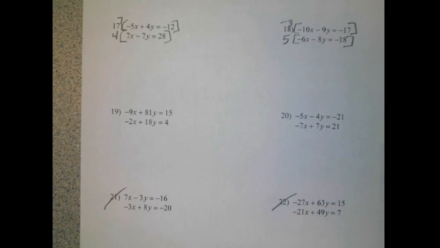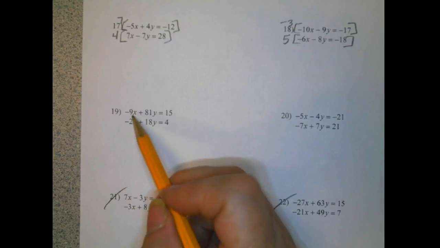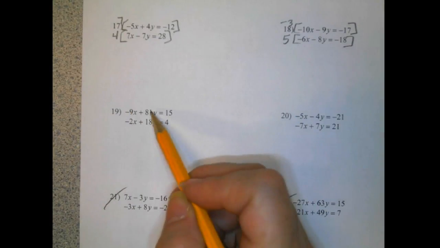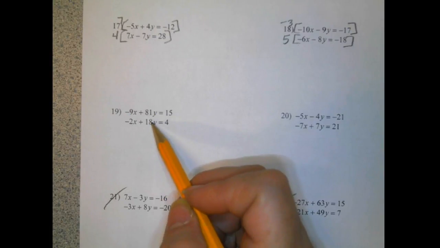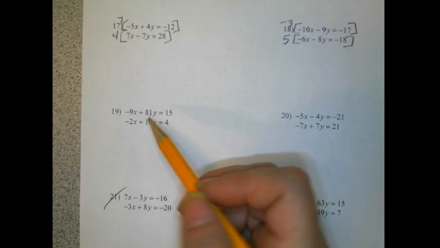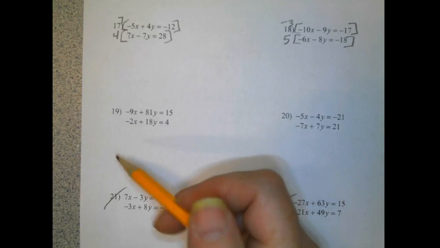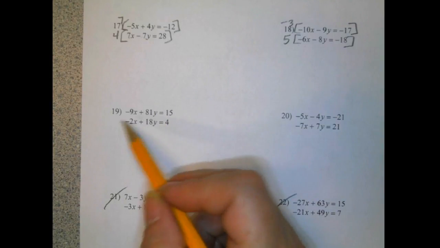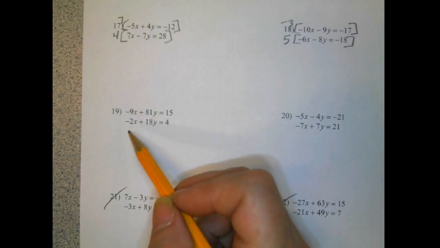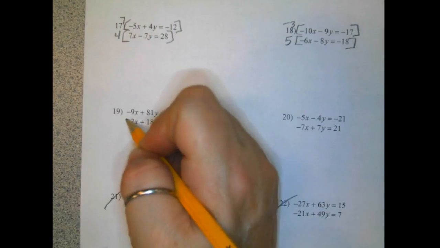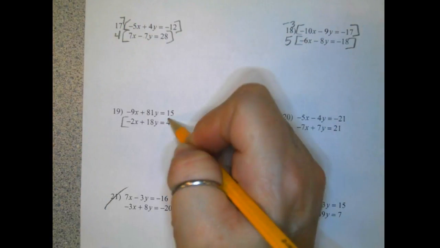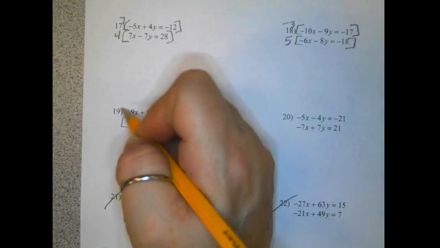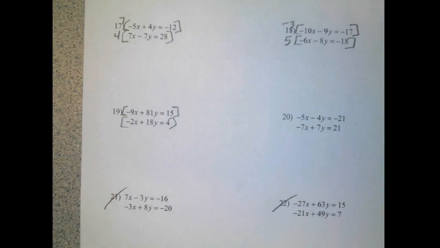Alright, so let's look at 19. Can I turn my 9 into a 2 or a 2 into a 9? Can I turn my 81 into an 18 or 18 into an 81? I don't know. Looks like we got some big numbers here. Let's focus on 9 and 2, right? So we're going to go ahead and multiply both my top and my bottom numbers.